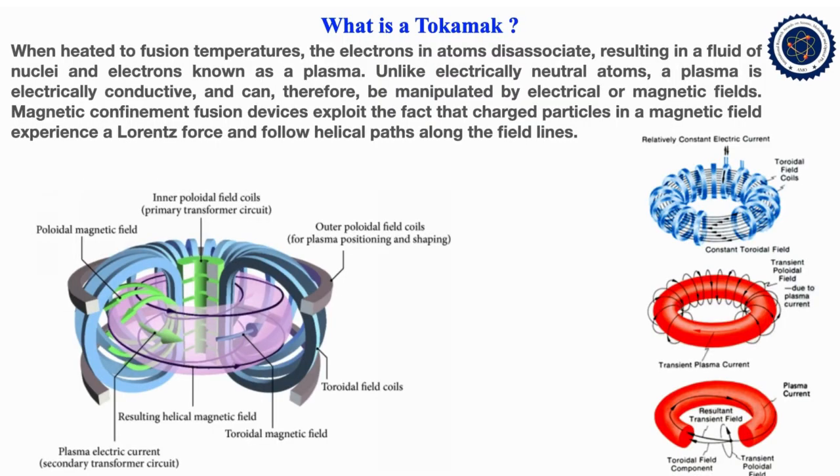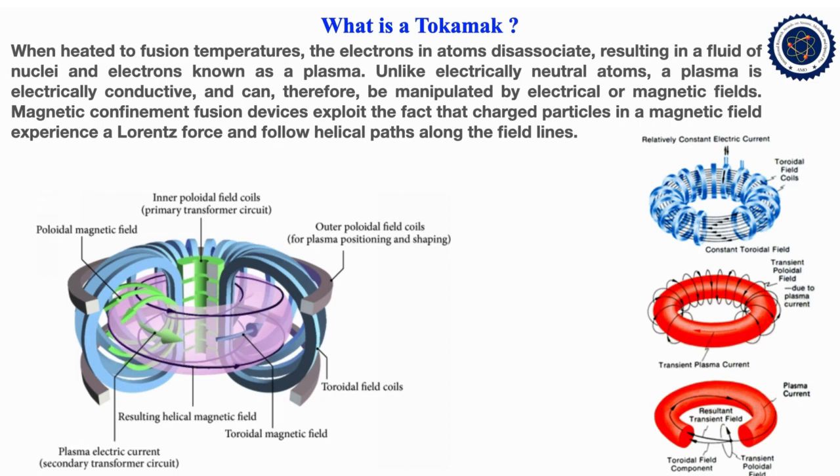What is a tokamak? A tokamak is a toroidal device where the plasma is very hot. Plasma is composed of deuterium and tritium, very hot. This means that electrons are separated from nuclei. Plasma is confined thanks to magnetic fields.